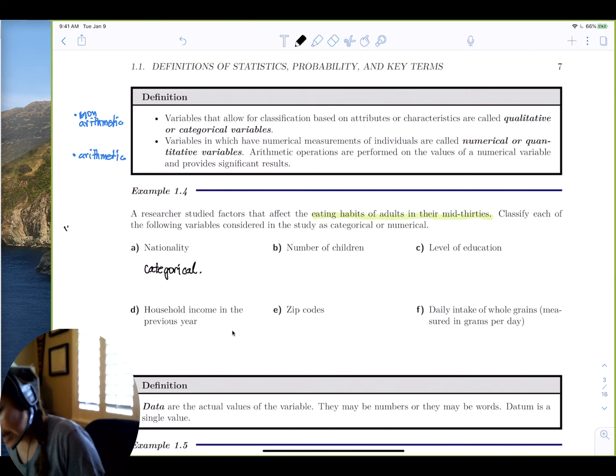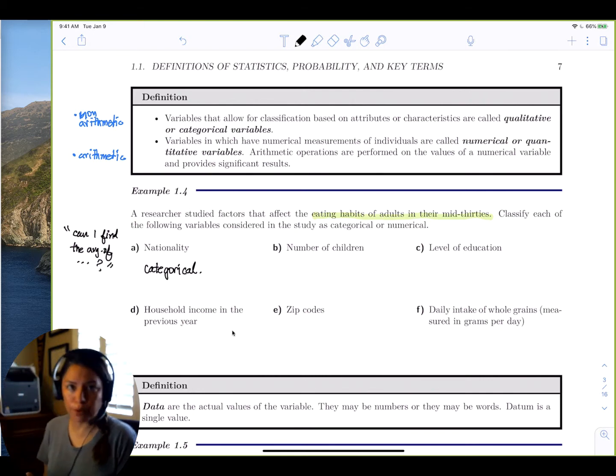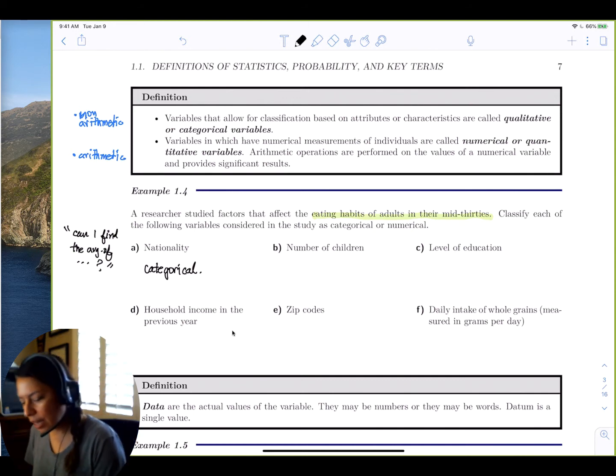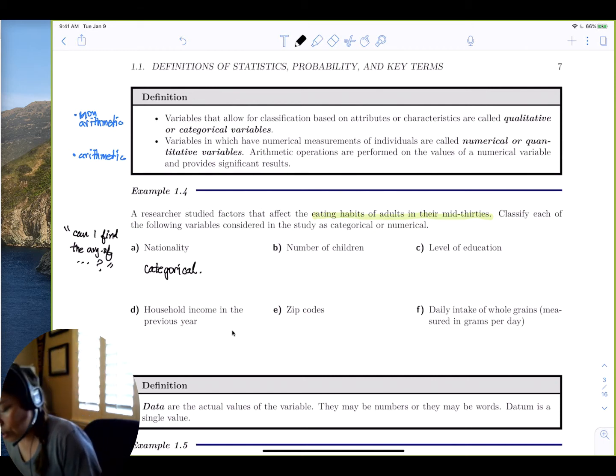So nationality, can I add up a bunch of persons' nationalities and get an average nationality? No, right? So that's a good way of identifying whether a variable is categorical or numerical. Is kind of always asking the question, can I find the average of nationalities? Can I find the average number of children a household has? Well, yeah, because it's a number of children, and I could go ahead and find the average number of children in the household. So that would be quantitative.